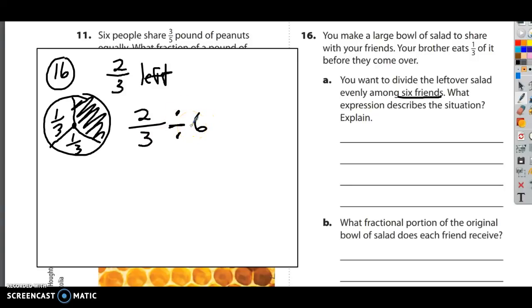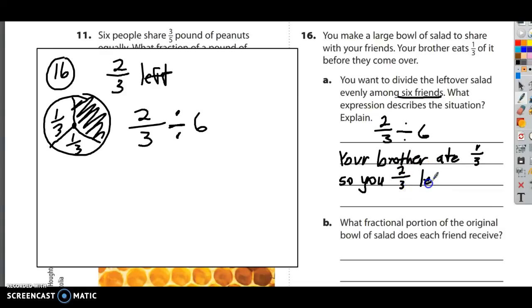What expression describes the situation? Explain. It doesn't actually ask you to solve. It says what expression describes the situation. The expression is 2/3 divided by 6. It says explain. We should probably say your brother ate 1/3. So you have 2/3 left divided by 6 friends, or divided by 6 people.